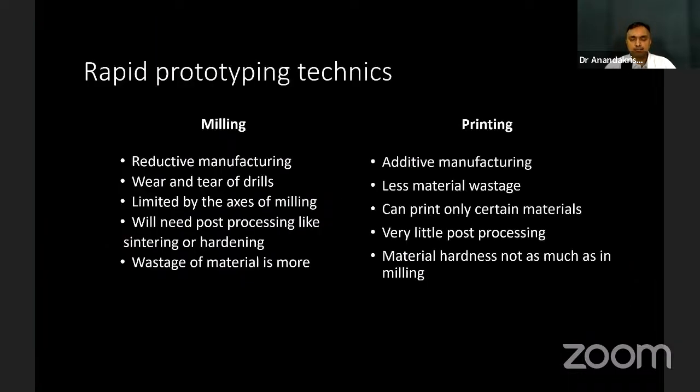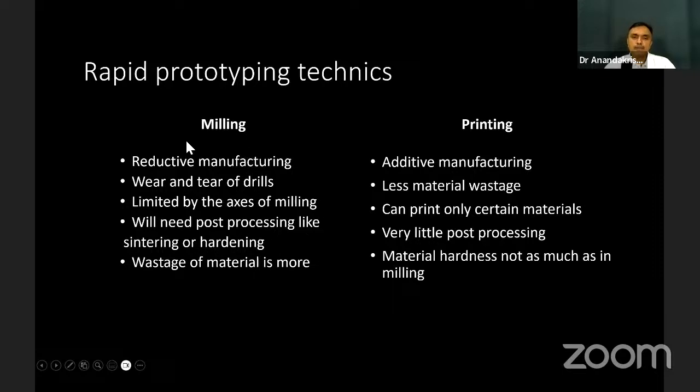Milling is reductive manufacturing, where you have a block and you carve the block and make it into a desired object. The disadvantages of milling are that there is a lot of wear and tear of drills, and there is limited access of milling, that is, the type of shapes that you can get from milling is limited. When it comes to printing, there is an infinite amount of access that you can print with, though it will need some post processing like sintering or hardening. There is more wastage of material in milling because you're carving something out, reducing the whole block. So that's the reason why milling is done for some materials.